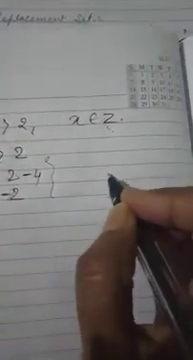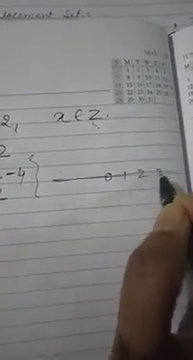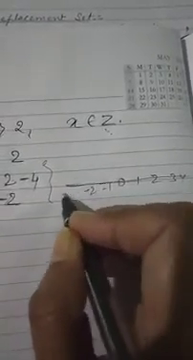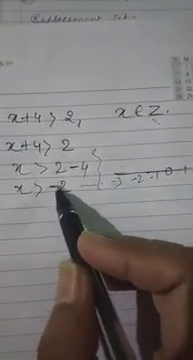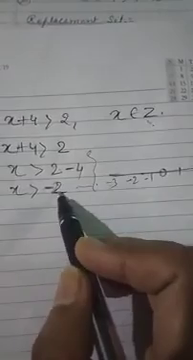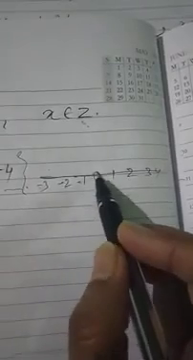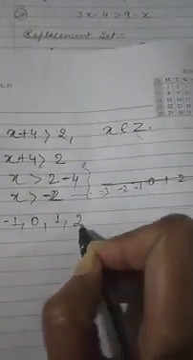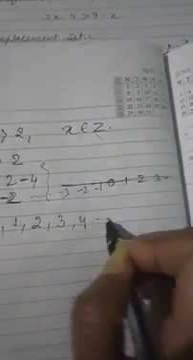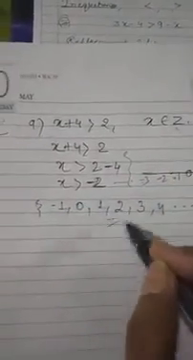You have to take all the values from the integers. Integers means what? Tell me first. Integers means 0, 1, 2, 3, 4, -1, -2, -3, all the numbers. So you have to take all the numbers whose value is greater than -2. Greater than -2 is -1, 0, 1, 2, 3. All these numbers are the solution set: -1, 0, 1, 2, 3, 4, ... It can go up to infinity. Okay? This is the answer.